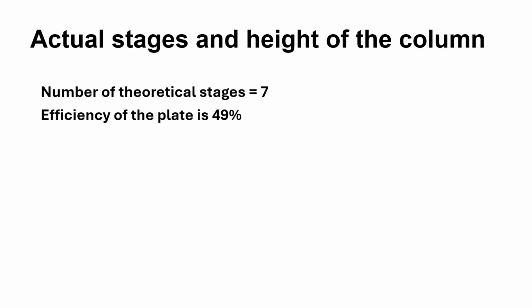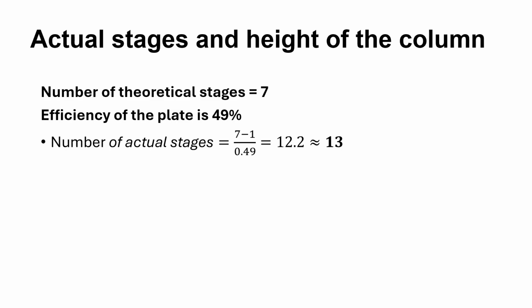With this estimation of actual stages and the height of the column, the number of theoretical stages from the McCabe-Thiele calculation was found to be 7, and the efficiency of the plate is mentioned as 49% as per the given problem. Here, since the vapor and liquid are not in equilibrium with each other, the efficiency of the plate will be computed and it will be included to find the number of actual plates.